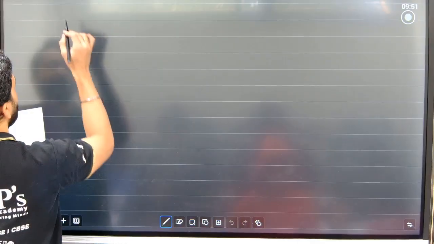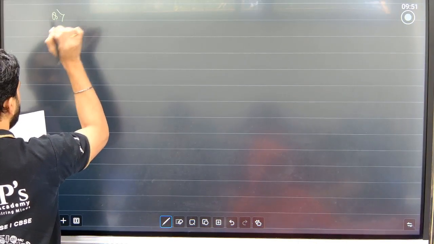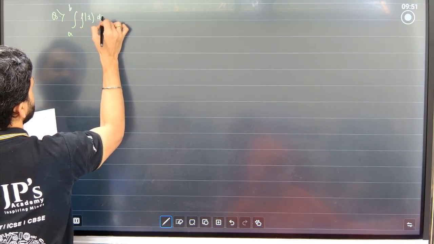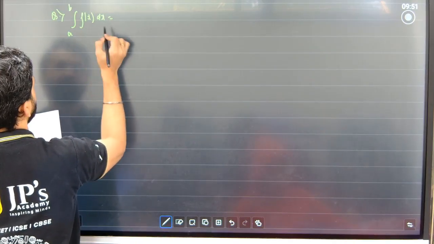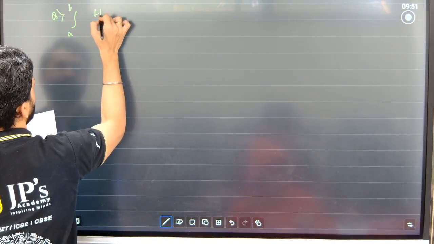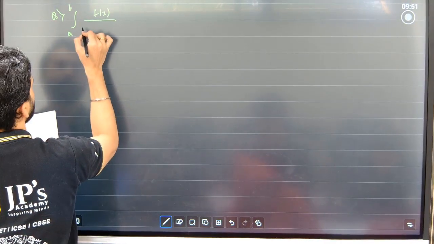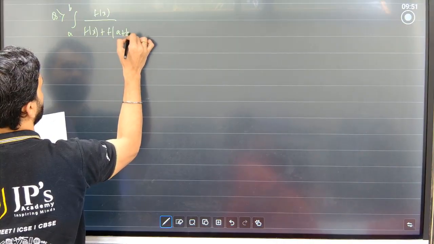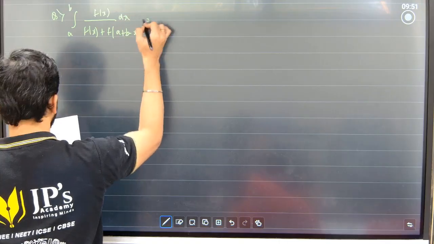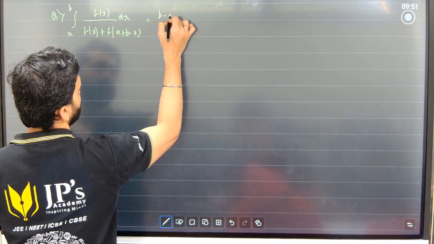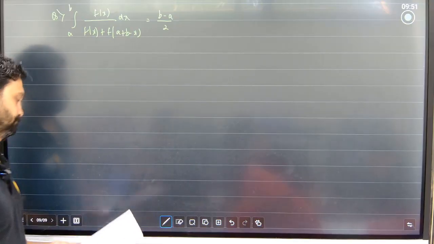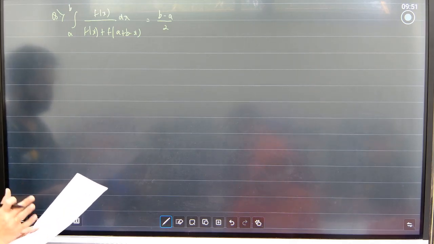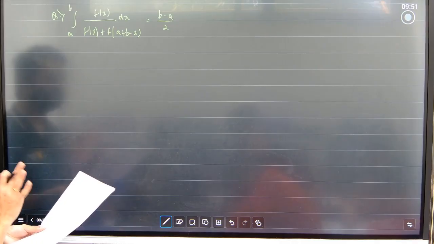Now remember this, we have written this, I am writing it again. The formula for integration a to b f of x dx is, if this question is like this, f of x upon f of x plus f of a plus b minus x dx is equal to b minus a upon 2. You don't have to do anything, directly you have to write it if this question looks like this.